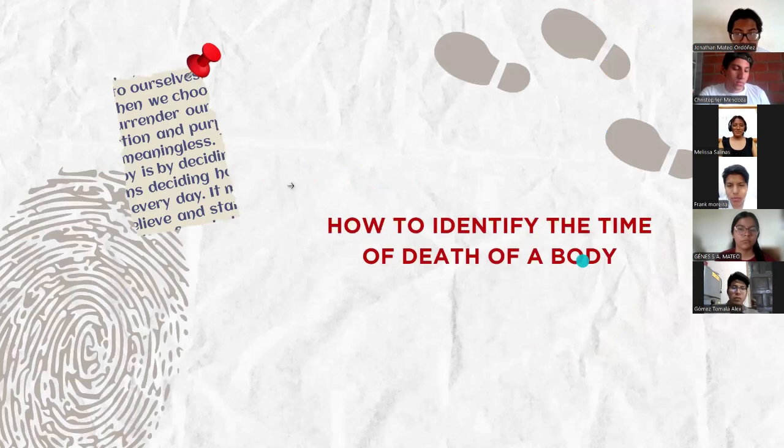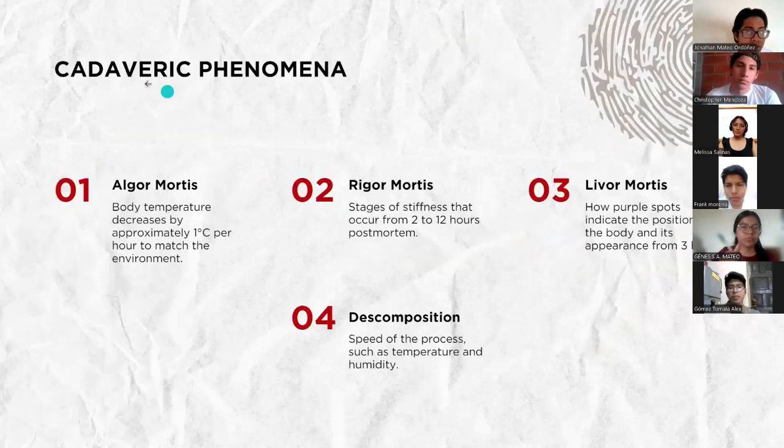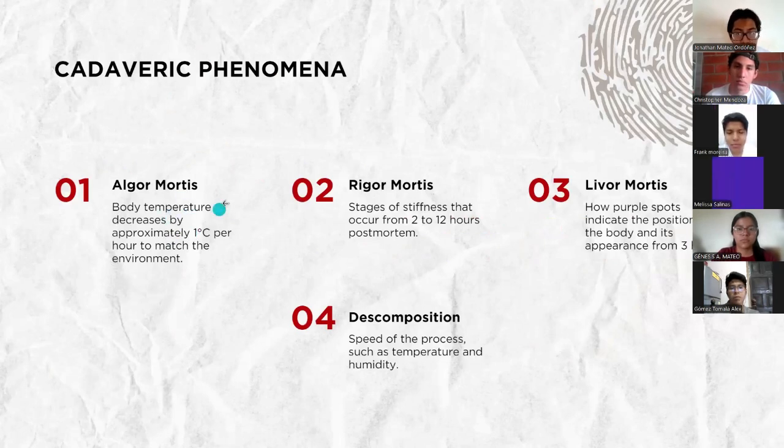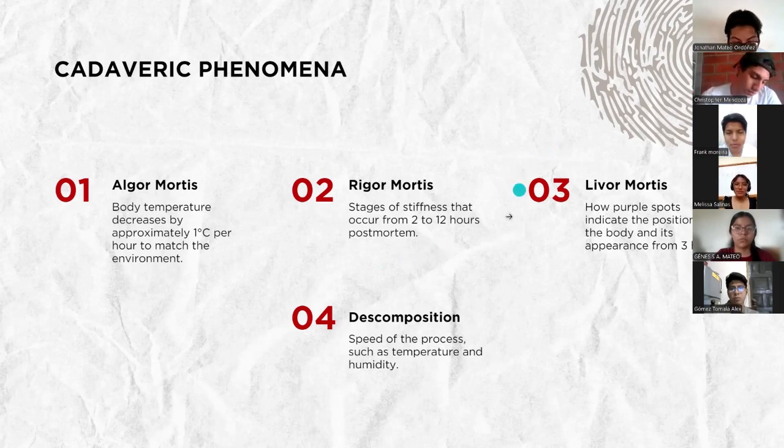As I mentioned before, we are going to learn about how to identify the time of death of a body. And we are going to focus on cadaveric phenomena. We have 4. The first one, which is algor mortis, is when the body temperature decreases by approximately 1 centigrade per hour to match the environment. This phenomenon starts approximately 30 minutes after death, and also continues for the first 48 hours. Usually it is completed 18 to 20 hours after death.